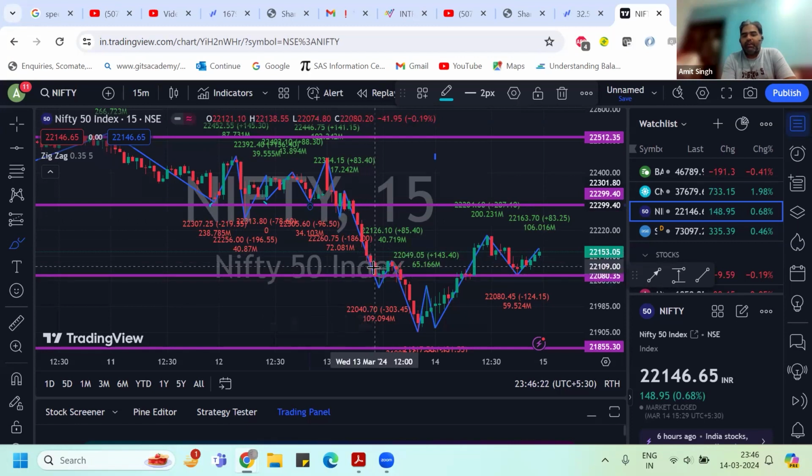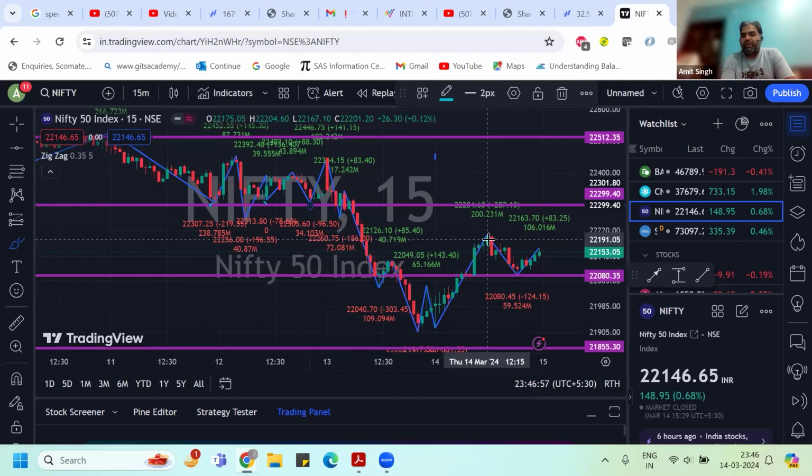22,072, and it could break this also. Although it tried to bounce back, again it broke yesterday around 1:30, and then the crucial support was 21,886. But thank God it could not reach that level. Before that, it made this W-shaped pattern, and at that level 22,080 was a crucial resistance, which it has broken and went further, and then it went to this level, and then again it came back.